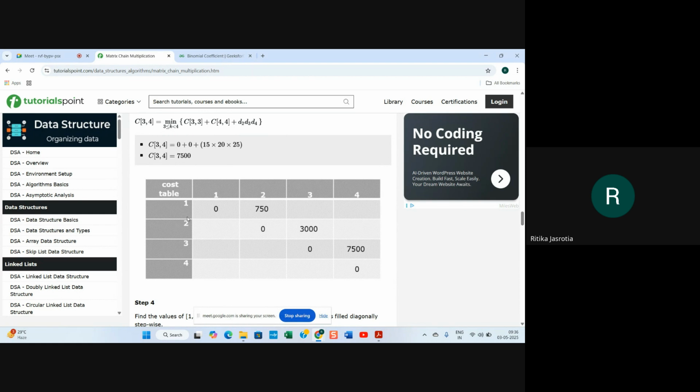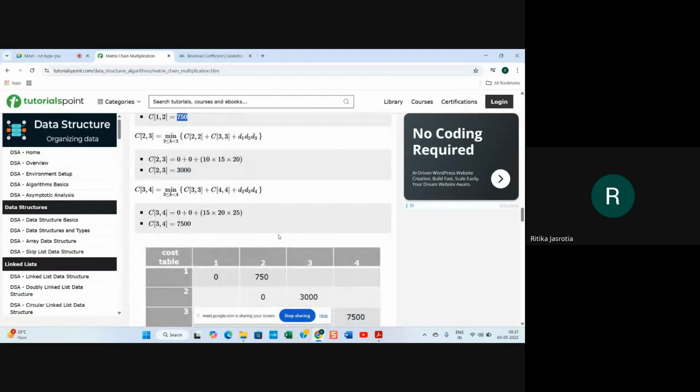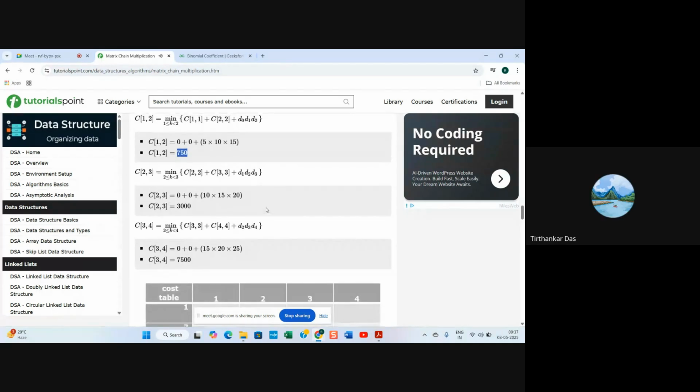If we see the cost table, we have kept 1 2 3 4 here, and 1 2 3 4 here. So C11 will be 0, C22 will be 0, C33 will be 0, C44 will be 0. The diagonal elements we have put 0 because they are 0. Now for 1 2, we are getting the value 750, so we have put 750 here.